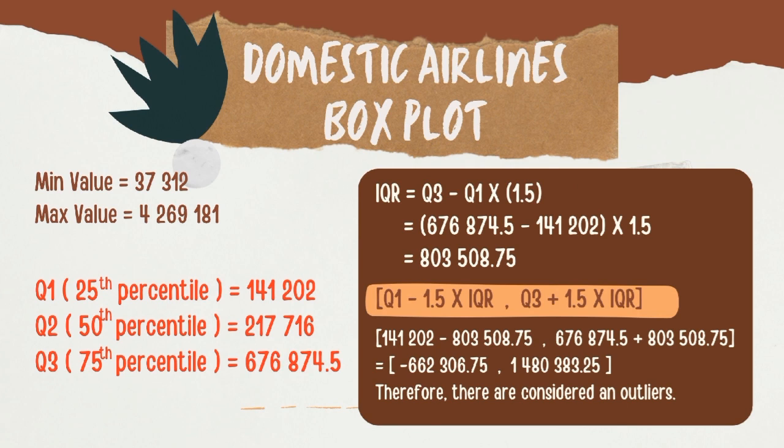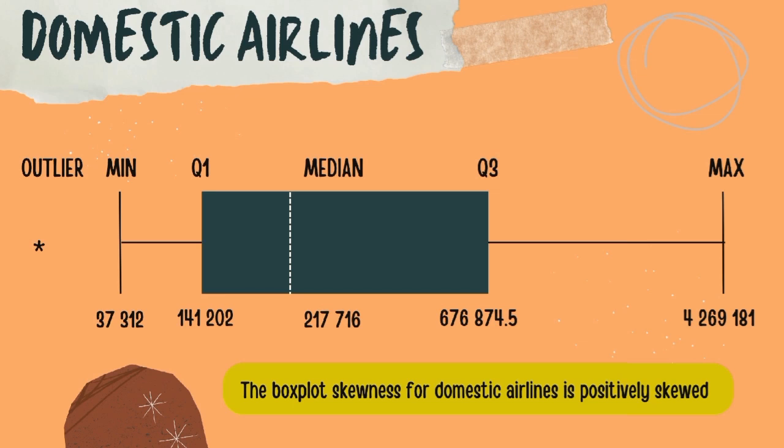Okay, next we do the domestic airlines box plot, and we need to find the IQR first. The formula is the third quartile minus the first quartile, and then we multiply the value by 1.5. After we get the value, we follow the formula below. After we get all the values, we can do the box plot, and this shows that the box plot skewness for domestic airlines is positively skewed.